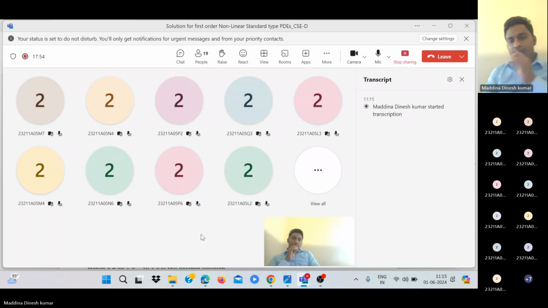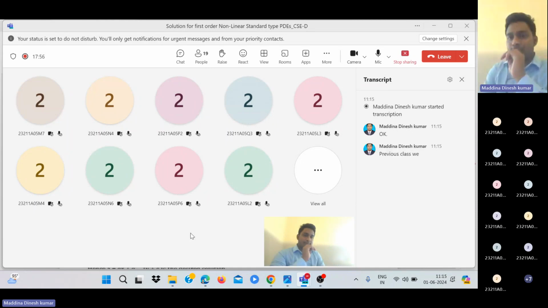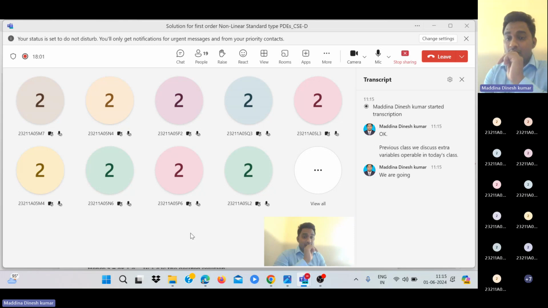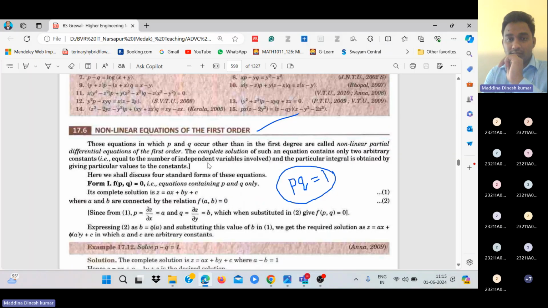Okay, in the previous class we discussed the method of variable separable. So in today's class we are going to discuss solving nonlinear first order PDEs. This is the topic we are going to discuss in today's class.